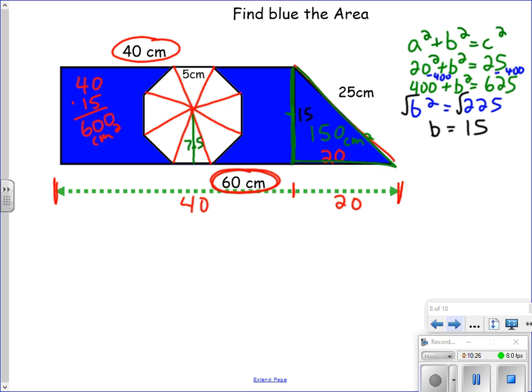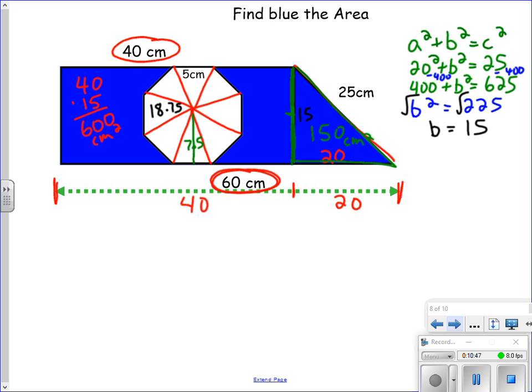And the base is 5. So I'm going to take 5 and times it by 7.5, which is 37.5, and then divide it by 2. Each little triangle is 18.75. I'm going to write that in here.